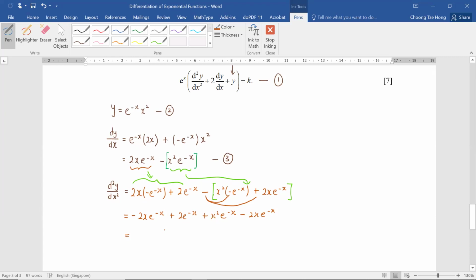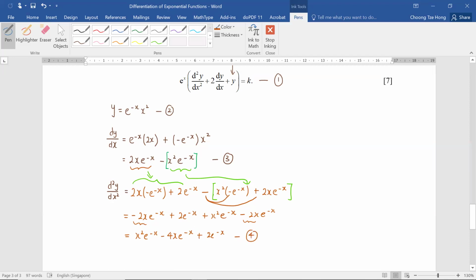Okay, so from here you can see that we have three types of terms. One is the x squared term in front of the e to the power of x, so that's the only term there. The other one is the negative 2x minus another negative 2x. So these two terms can combine together to give you negative 4x e to the power of negative x. Then finally this term with no x in front, just a constant term. Okay, so we'll get this. So we call this equation 4.